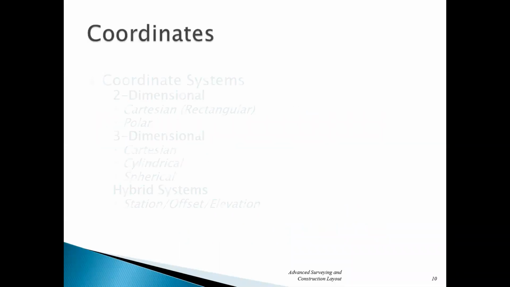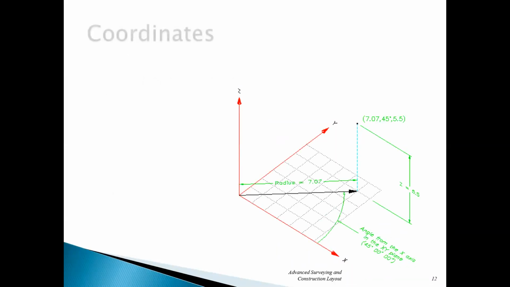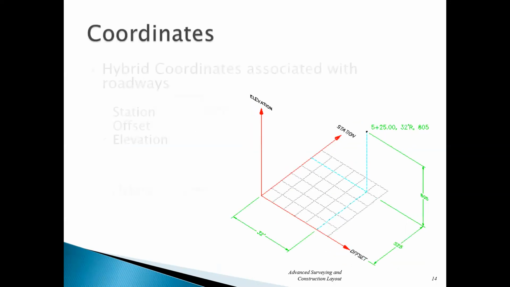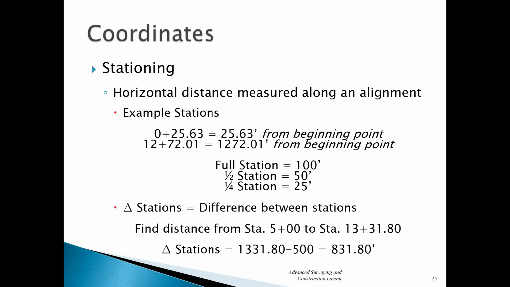Okay, but let's get into the curves themselves. Now, one of the big things we talked about was stationing. So make sure you understand stationing. Just remember, it's a horizontal distance along an alignment, and so you always have a beginning point, and you're just following it like a number line, more or less. So station 12 plus 72.01 is 1,272.01 feet from your beginning point.